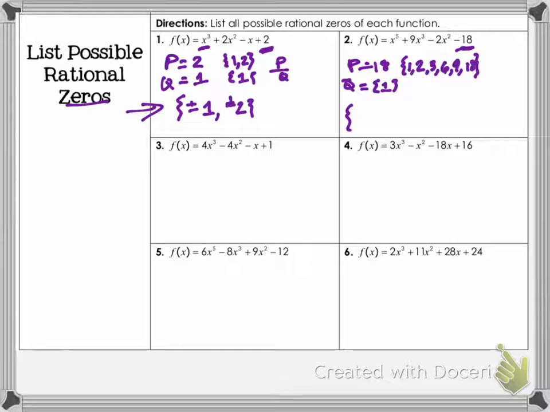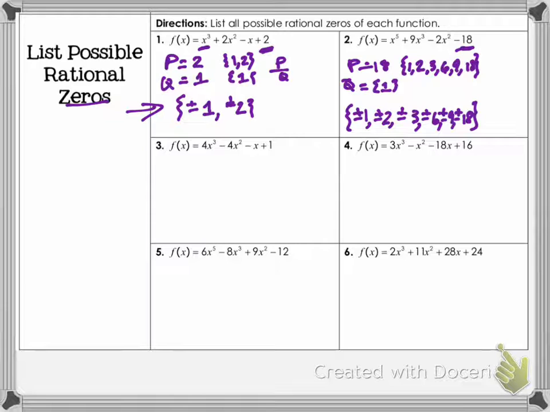So the possibilities are plus or minus 1 over 1, plus or minus 2, plus or minus 3, plus or minus 6, plus or minus 9, and plus or minus 18. Okay, I hope you're starting to catch on.